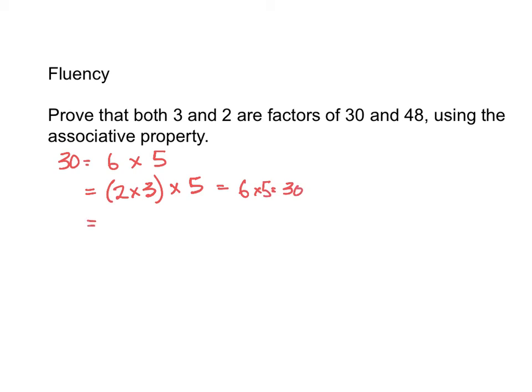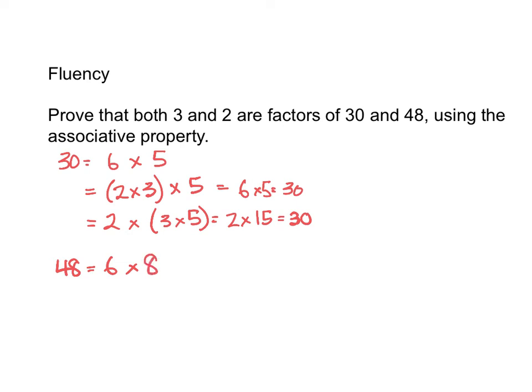Or we can switch those parentheses and we can say 2 times 3 times 5, which is 2 times 15, which is also 30. Let's look at the other one, and we know 48 is equal to 6 times 8.